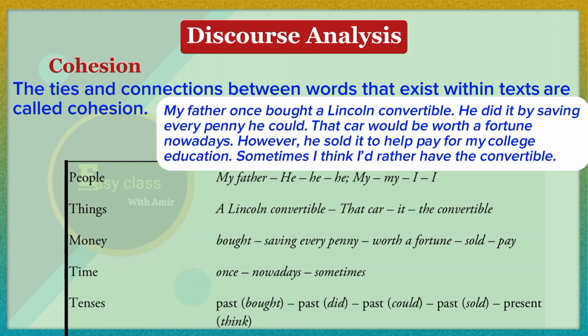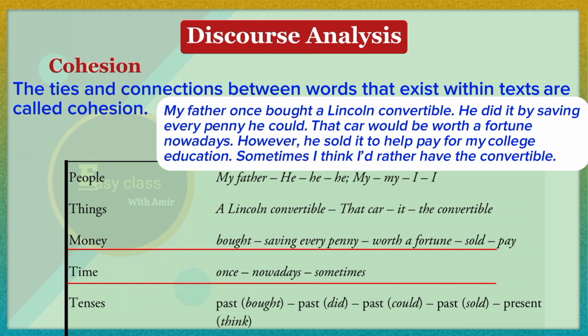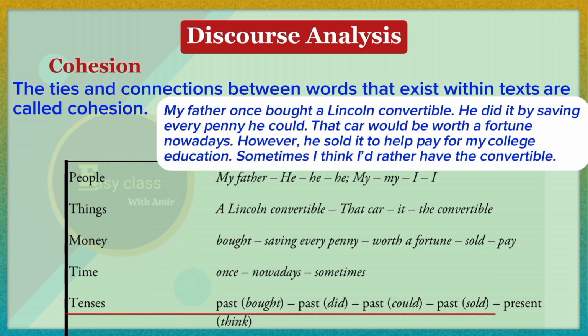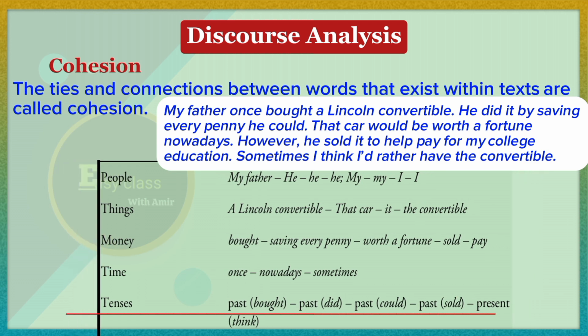We can identify connections here in the use of words to maintain reference to the same people and things throughout. There are also connections created by terms that share a common element of meaning, such as money and time. The verb tenses in the first four sentences are in the past, creating a connection between those events, in contrast to the present tense of the final sentence marking a change in time and focus.